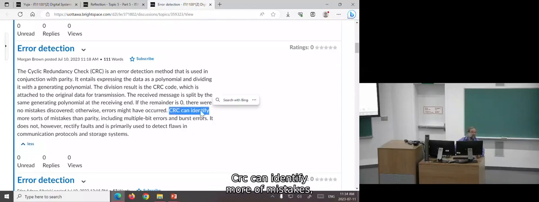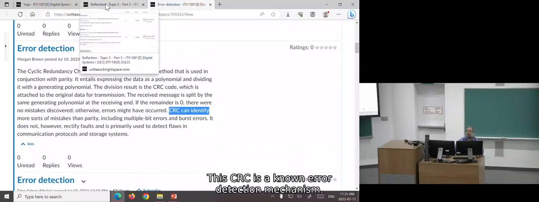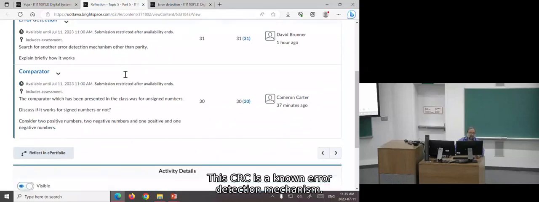CRC can identify more sorts of mistakes, not just one error, including multiple bit errors and burst errors. It does not, however, rectify faults, and is primarily used to detect flaws in communication protocols. Usually we do have it in our communication protocols like IEEE 802 and these things. Very good, Morgan. So this CRC is a known error detection mechanism.